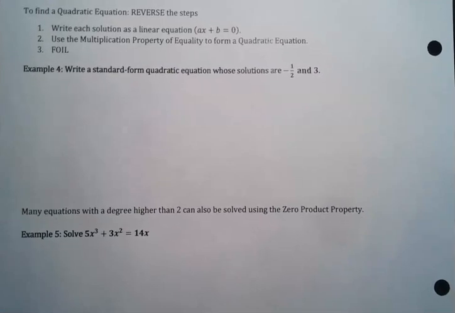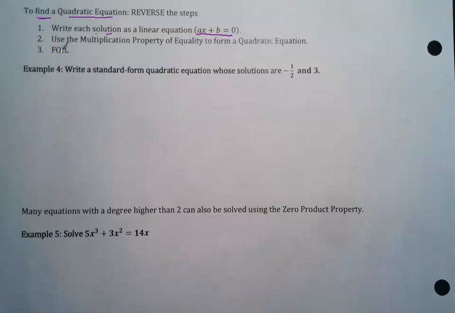Okay, next up we have to find a quadratic equation. So now we're finding the quadratic equation. We're given the solutions, and we're going to reverse the steps. We're going to write each solution as a linear equation, ax plus b equals 0. Then we're going to use the multiplication property of equality to form a quadratic equation, and then we're going to FOIL. Okay, so let's jump in.